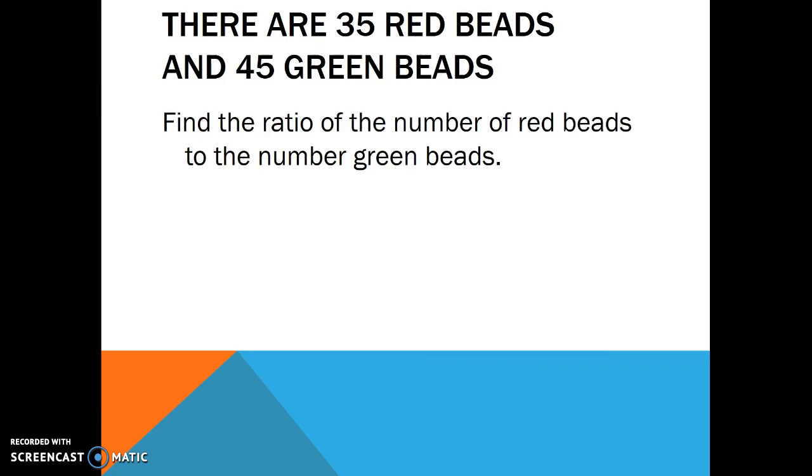So, how many red beads do we have? We're going to find red beads to green beads. We have 35 red beads and 45 green beads, so I'm going to write that as 35 to 45. But we want to write this ratio in its simplest form, and right now it's not. Hopefully you remember from yesterday that when we want to simplify a ratio or a fraction, we need to look at the greatest common factor between the numbers.